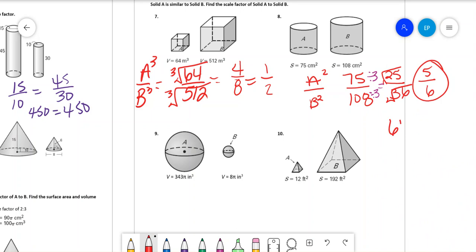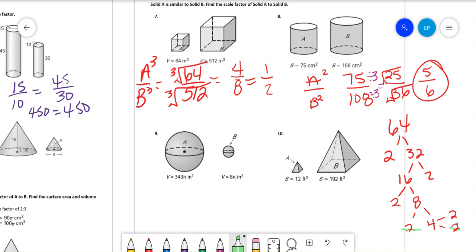So try again. 64 divided by 2 is 32. Divide by 2, 16. Divide by 2, 8. Divide by 2, 4. And 4 divided by 2 is 2. Groups of 3. 1, 2, 3. So I have 1, 2, 3 times another 2, which gives me 4. Looking for groups of 3. Cubed root is groups of 3. I don't like doing the factor root. I just like to do the calculator.